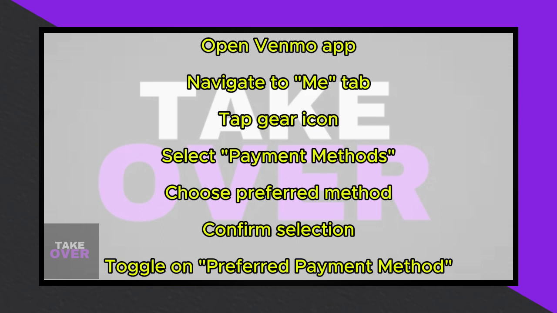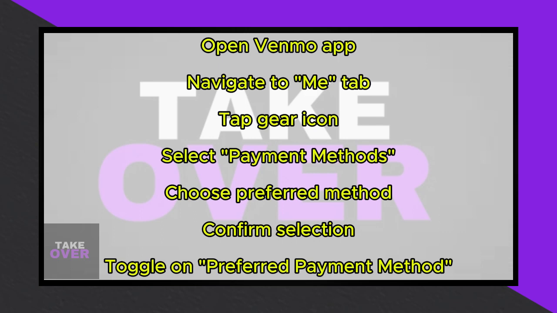Here, you'll encounter a list displaying the various payment methods linked to your Venmo account. Select the payment method you wish to set as your default option. Take a moment to review and confirm your selection. Ensure that the toggle switch next to Preferred Payment Method is switched on for your chosen method.